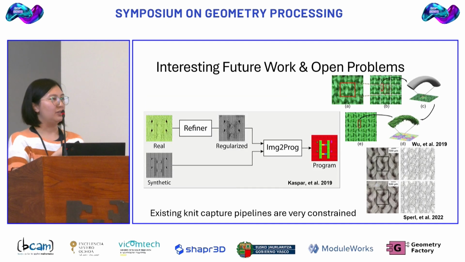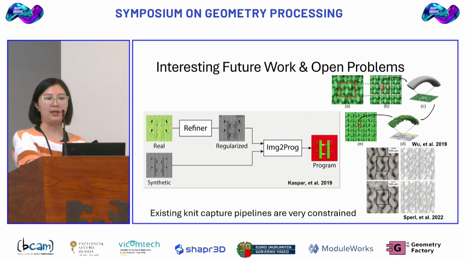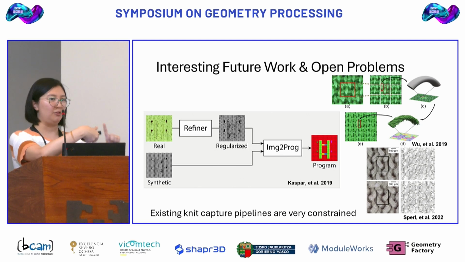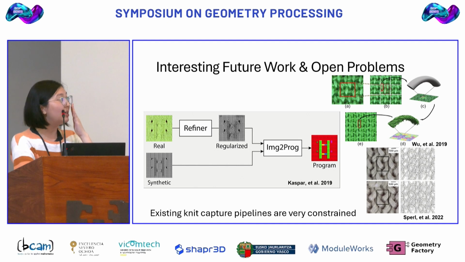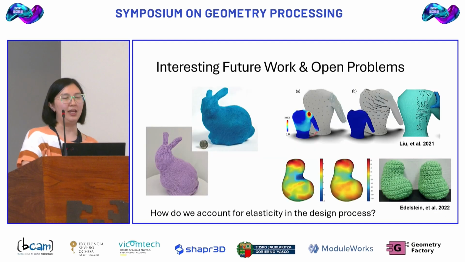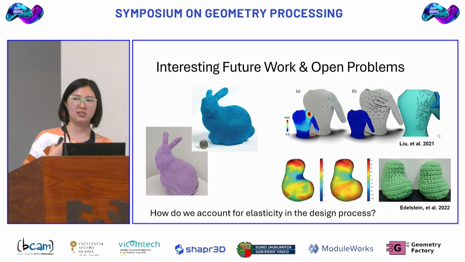Another interesting question is how we can computationally capture a physical object and then incorporate that information back into the design pipeline. So we do have some existing work on how we can capture knits for simulation and occasionally program generation, but these pipelines are very constrained. They require you to have a small flat patch of knitting that you already know some measurement information about. And so there also exists a lot of potential work here on how we can improve this capture process. But the thing about knitting is, again, it's soft and elastic, and that comes into play a lot when it comes to the design process.